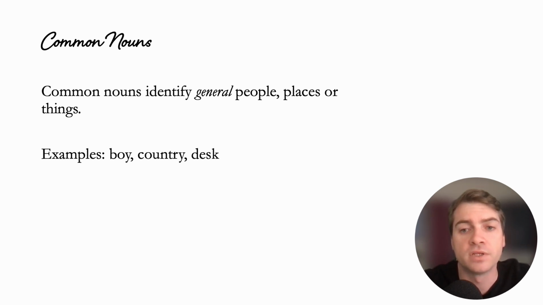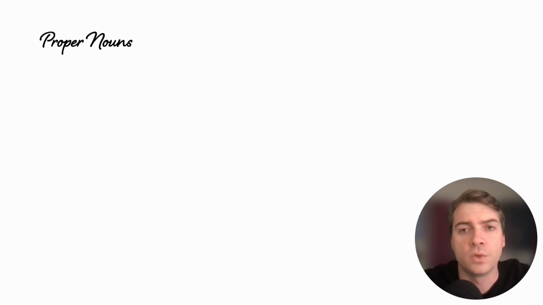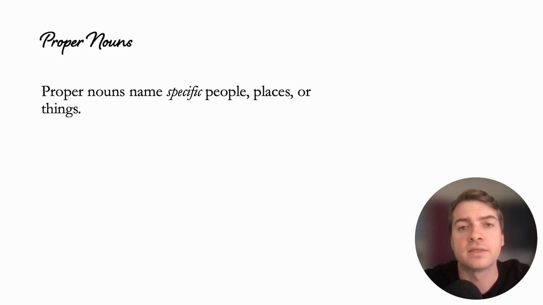Same with country. We can say a country has laws, talking about countries in general, okay? A country has laws. That's one thing that makes it a country, right? But we're not naming a specific country. We're not talking about a specific country's laws. Common nouns usually need an article like a, an, or the, all right? And they're always lowercase.